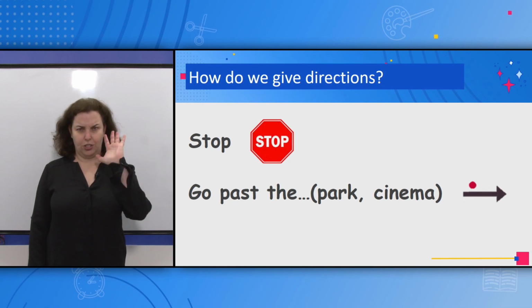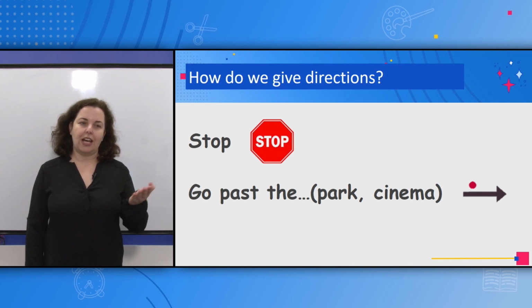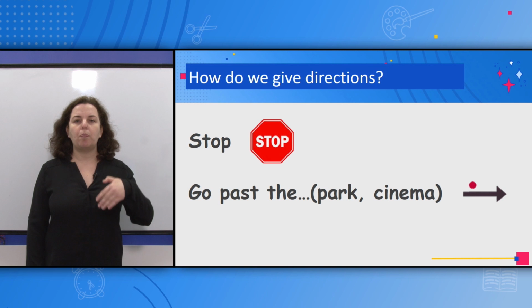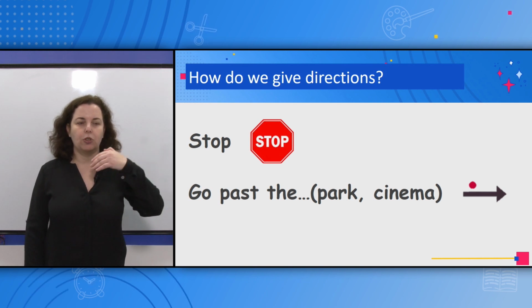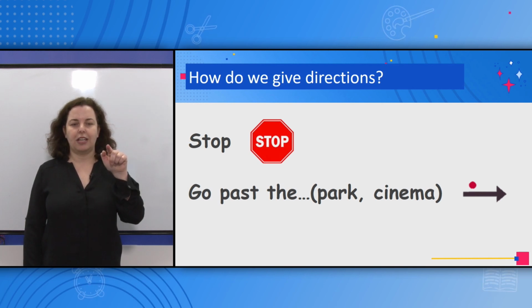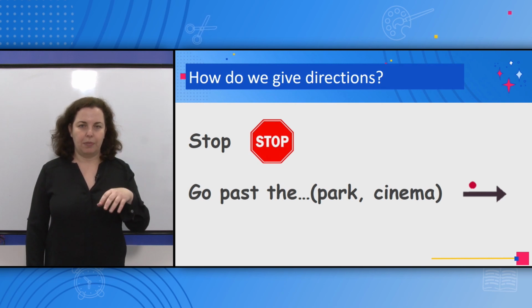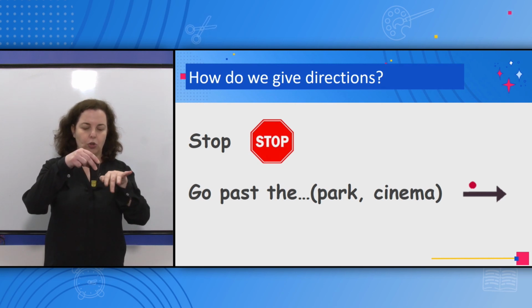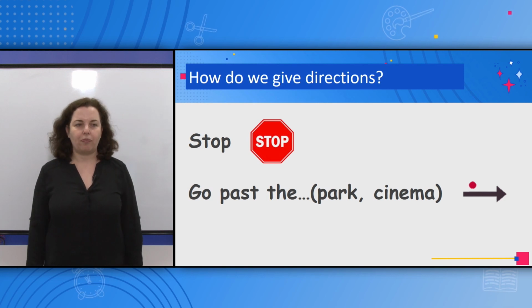Now we have stop. You see on the stop sign it says stop? Stop. And the second point is go past. It means you get to a point, you go past, you continue, go past the park. You see the little dot and the arrow? Go past the park, past the cinema. Means if the cinema is here, you go past the cinema or past the park.